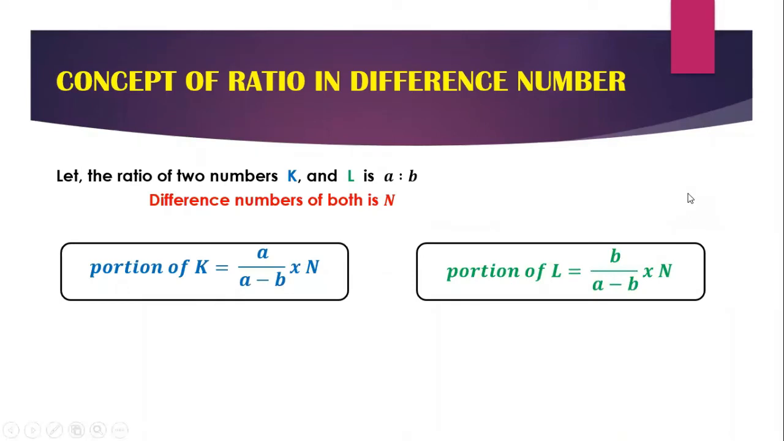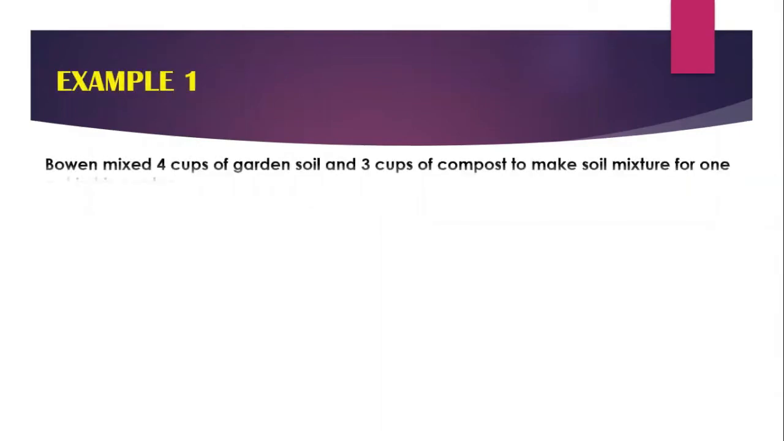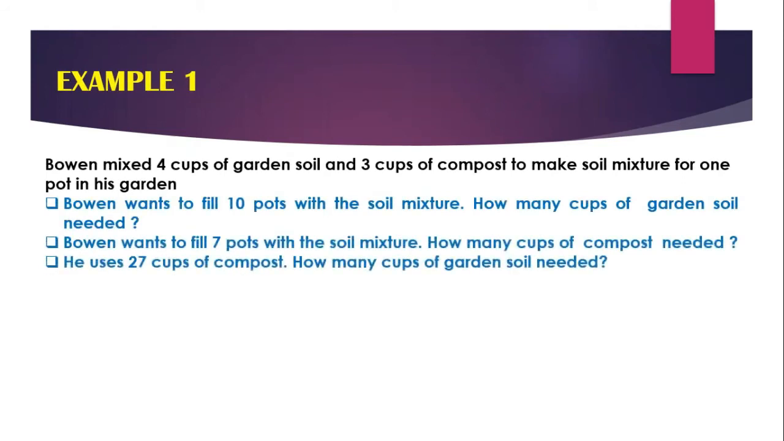Now we go to the next topic. Example 1. Bowen mixed 4 cups of garden soil and 3 cups of compost to make a soil mixture for 1 pot in the garden. Bowen wants to fill 10 pots with the soil mixture. How many cups of garden soil are needed? Second question: Bowen wants to fill 7 pots with the soil mixture. How many cups of compost are needed? And question 3: he uses 27 cups of compost. How many cups of garden soil are needed?